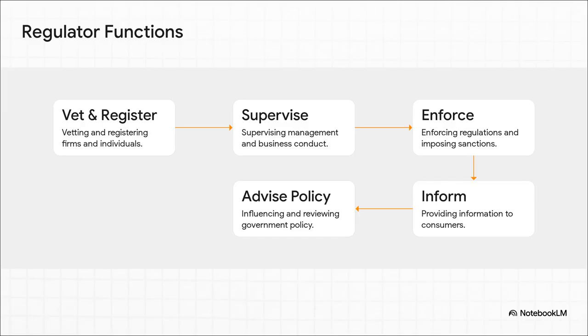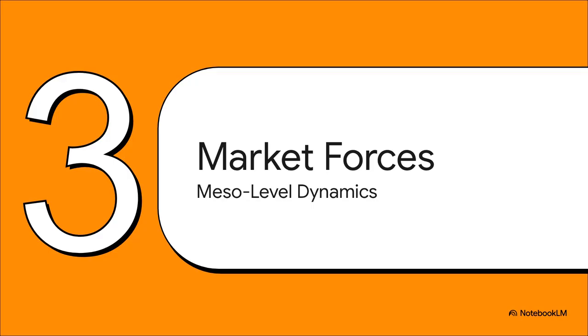So what does a regulator actually do all day? Well, you can think of it as this continuous feedback loop. First, they're the gatekeeper, right? They vet companies and people, deciding who gets to play. Once you're in, they become the supervisor. And they're watching two things: your financial health, that's the prudential stuff, and how you treat your customers, that's the conduct side. Now, if someone messes up, the regulator turns into an enforcer, investigating and handing out penalties. And finally, to close the loop, they take everything they've learned from supervising and enforcing and use it to inform the public and advise the government on how to make the rules even better. It's a cycle.